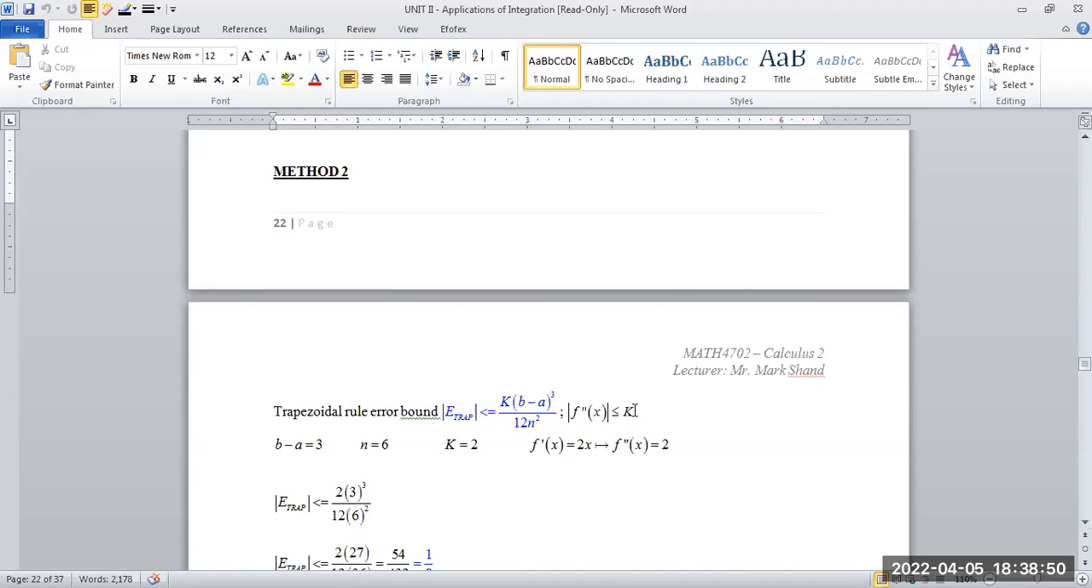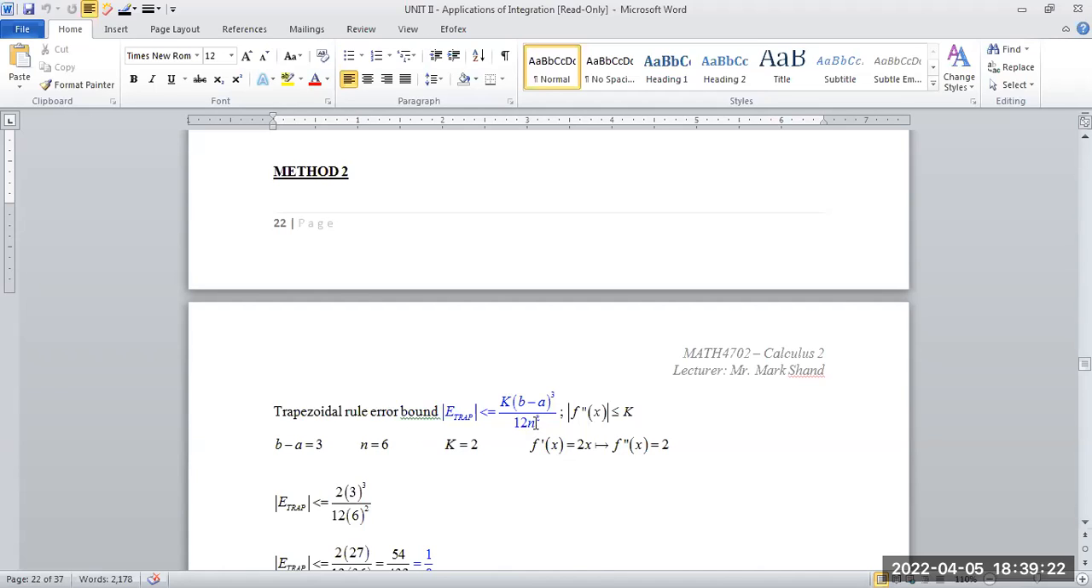But sir, you tell me say there's another formula right here, so yes. E subscript trap, the absolute value of your error for the trapezoidal, is going to be equal to K times (B minus A) all cubed over 12n squared. Watch me. B minus A, we know that. It's the upper limit minus the lower limit. The upper limit is 4. The lower limit is 1. 4 minus 1 is 3.